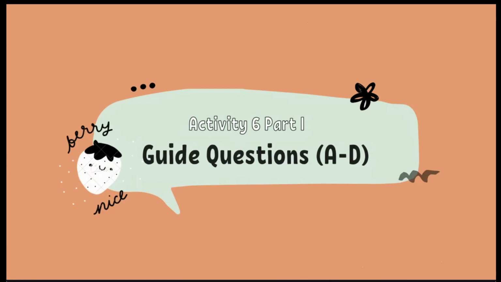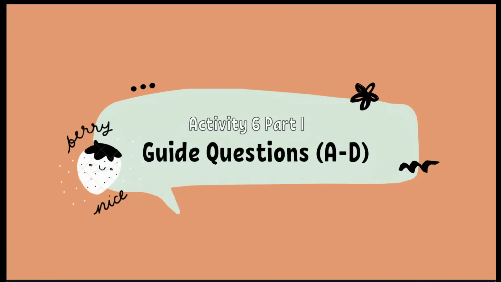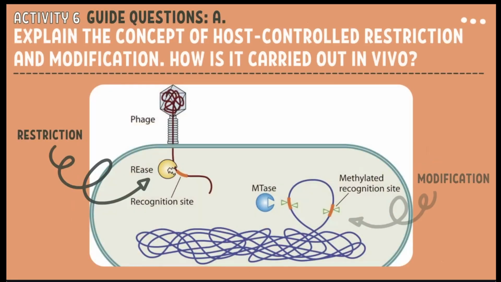Now let's go into Activity 6, Part 1, Guide Questions A to D. So for the first question, explain the concept of host-controlled restriction and modification.